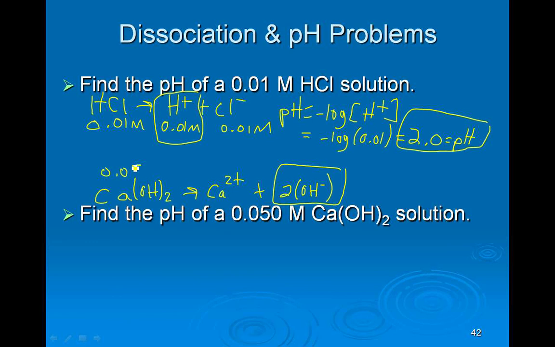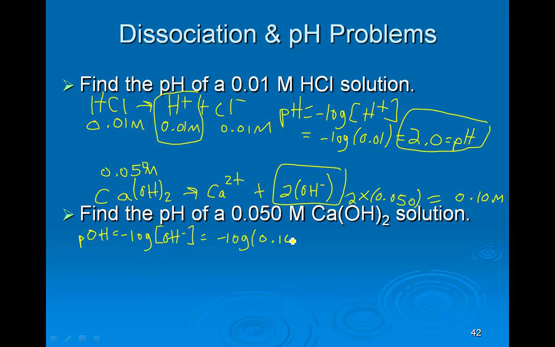So if we have 0.05 molar here, what we have here on this one is actually 2 times that, because you have twice as many when it breaks up. So you go 0.05 times 2 is 0.1, how many sig figs? 1 molar. So now to find the pH, we're going to start with the pOH, because we don't have any H's. So pOH is going to be the negative log of the concentration of OH minus. That's going to be the negative log of 0.10.